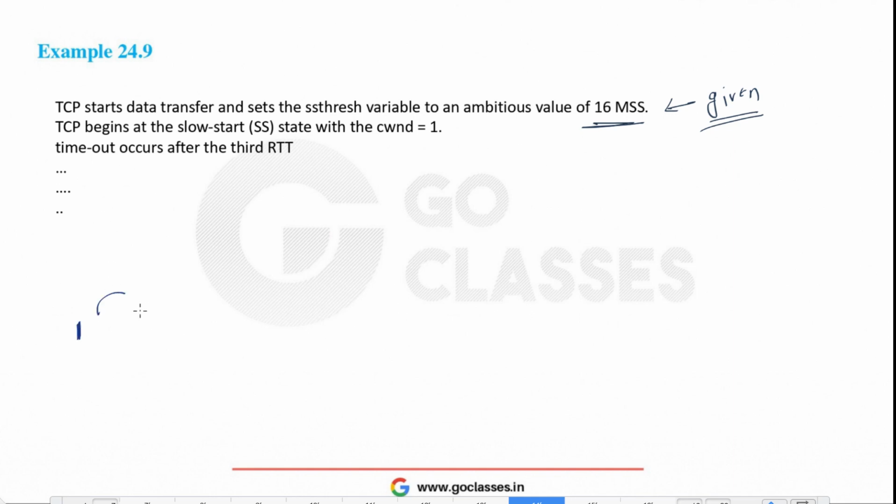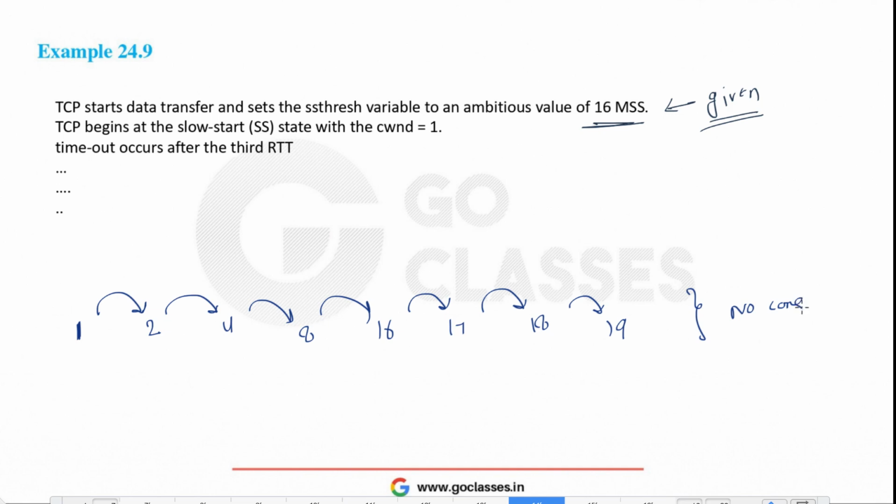Now ideally what you should do: 1 to 2 after 1 RTT, then to 4, then to 8, then to 16, and once it reaches the threshold, you will be increasing linearly, 17, 18, 19, like that, right? If there is no congestion, then you should be doing like that. But there is a twist, which means there is some congestion.